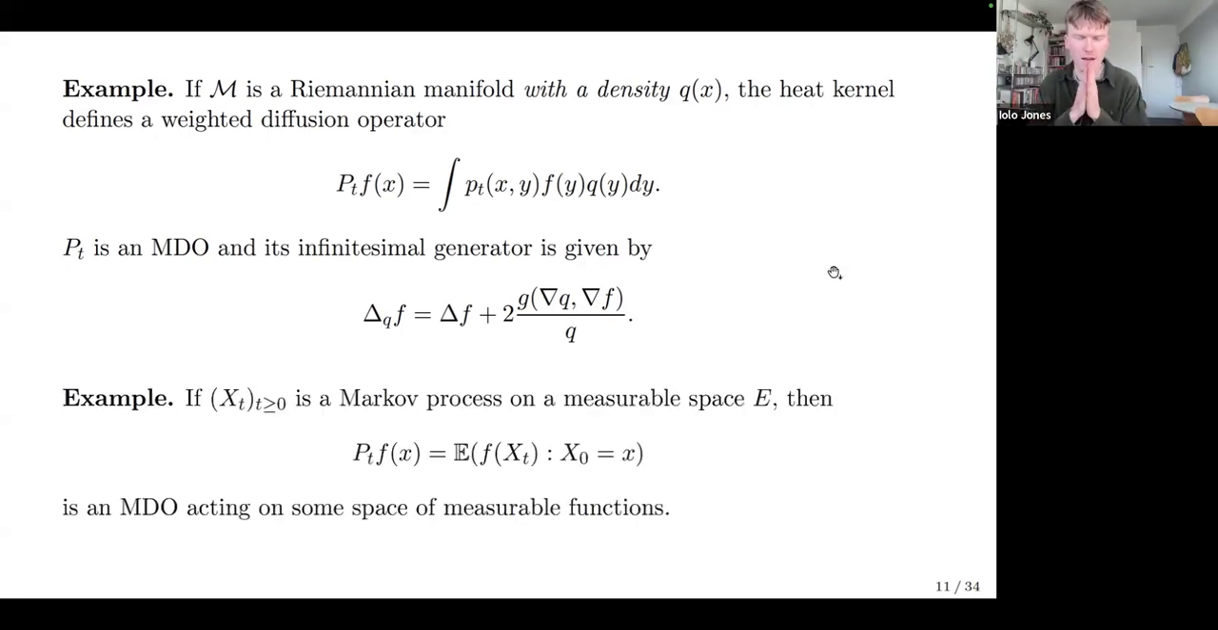But all of these are really tiny examples of the general case, where if you have a Markov process on a measurable space, then the expectation of F of your Markov process defines the diffusion operator. So if T is 0, the process has not gone anywhere, and the longer T goes, the more your function is diffused out. So this is really the general case, and you can think of the manifold one as a special case of this, where your process is Brownian motion.